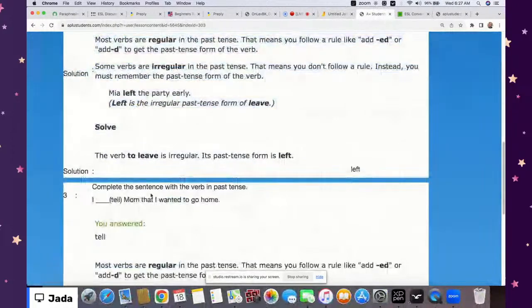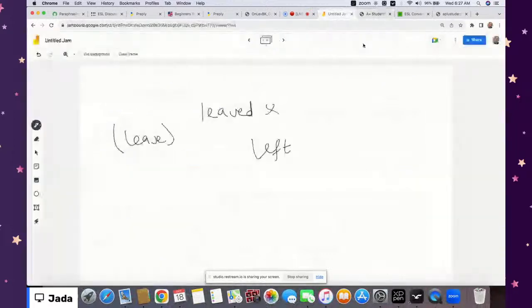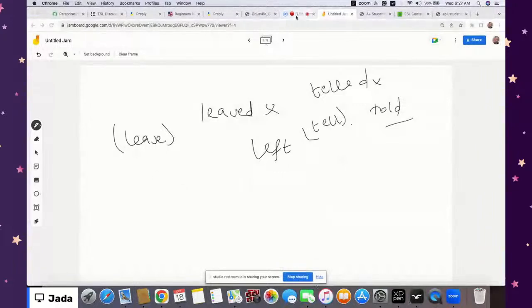I dash mom that I wanted to go home. I tell mom. So if you have tell, you cannot have told. No, you're going to have told for the past tense because the irregular verbs have their own pattern. So, told.